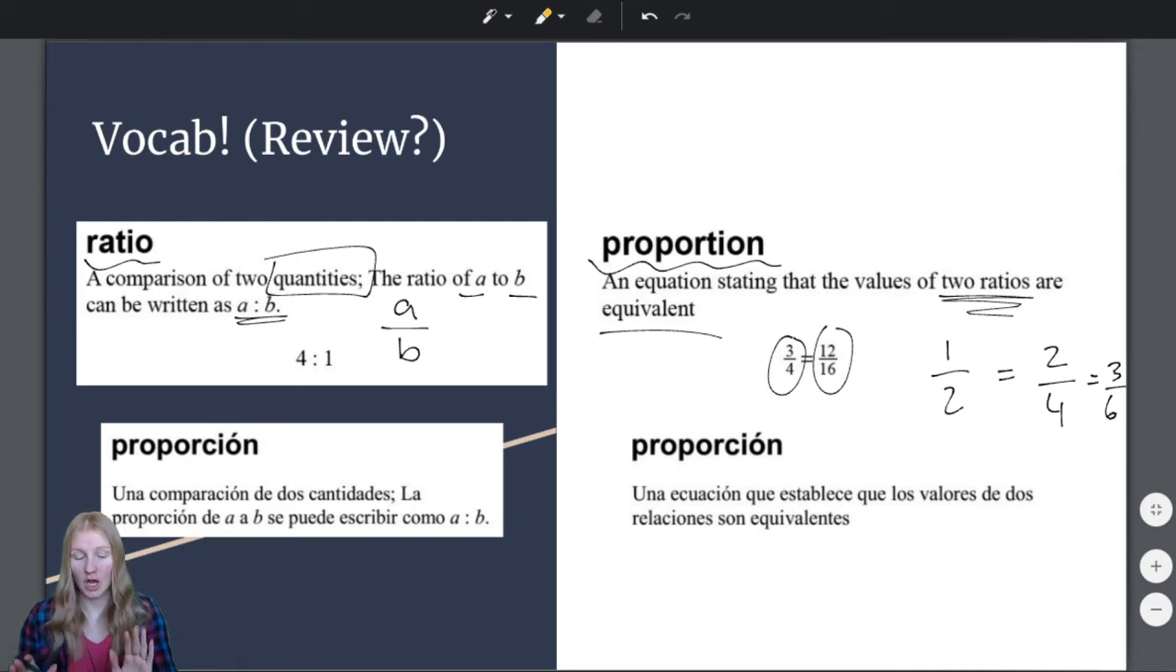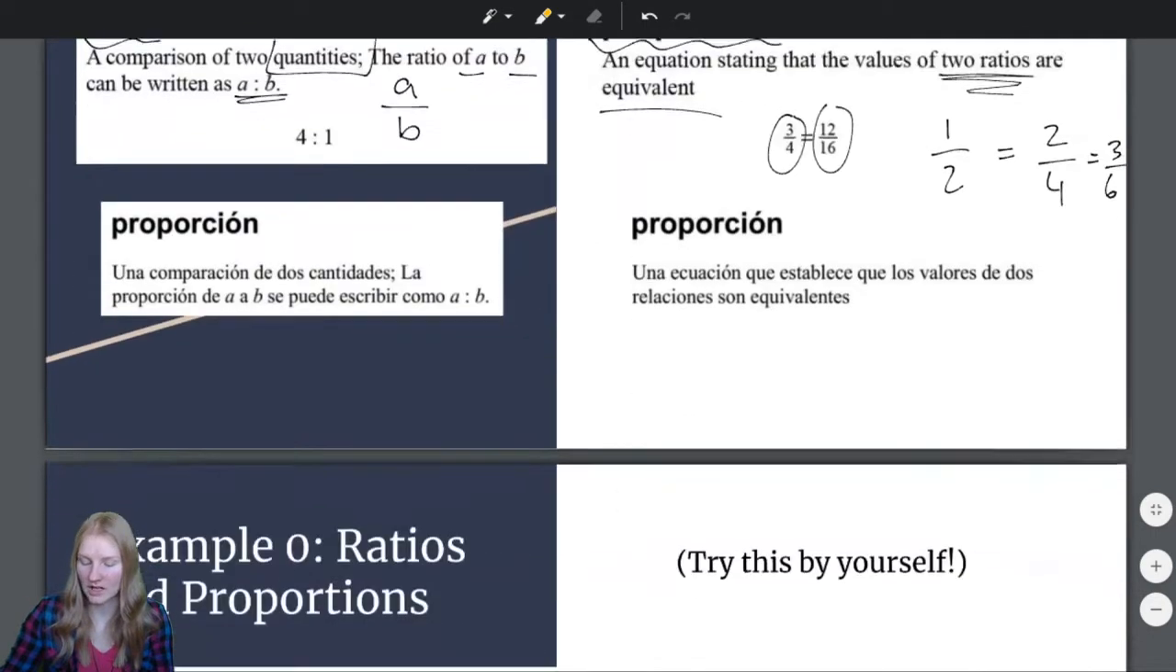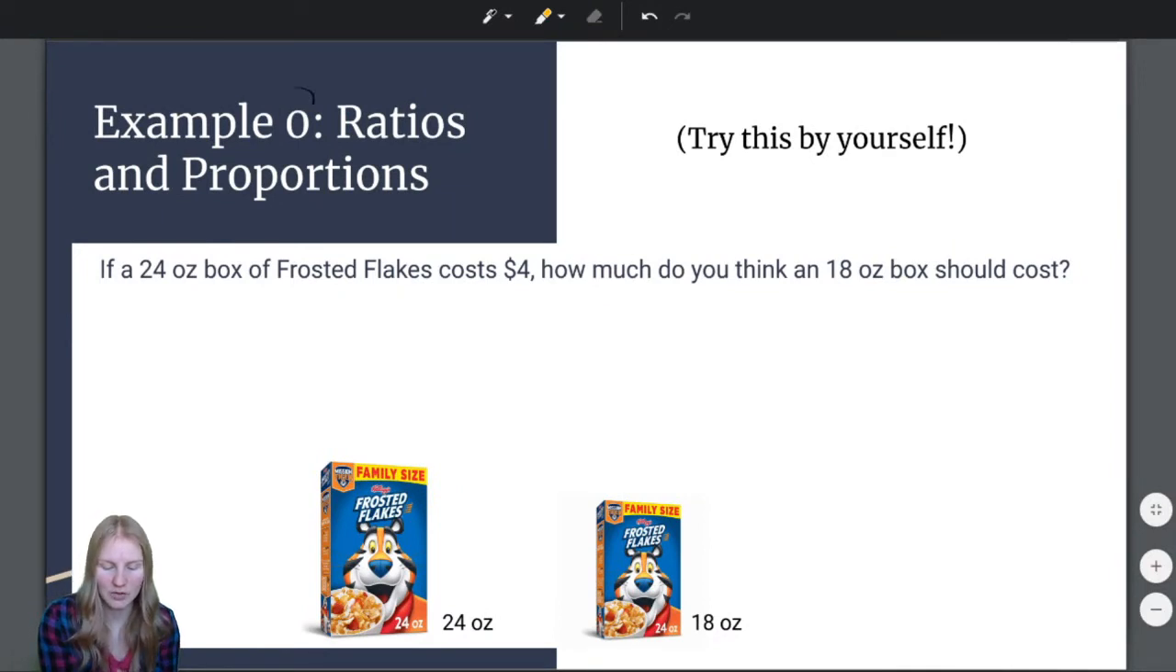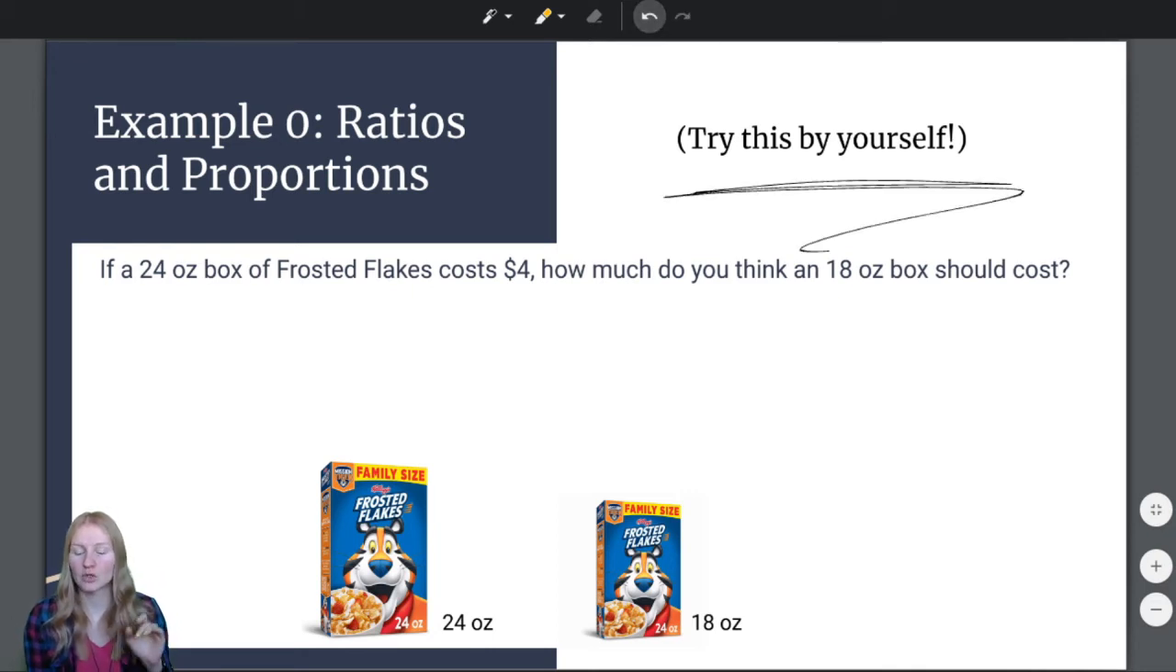Okay, so if you don't remember these words, hopefully you do. If you don't, that's okay. I want to do a little bit of an example. We're going to call it example 0 as a nice warm-up. So I want you to try this problem by yourself. I want you to pause the video and do this problem in your notes.